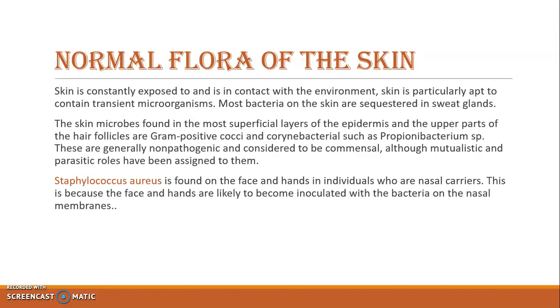Now, going back to the normal flora of the skin. Skin is constantly exposed to and is in contact with the environment. Skin is particularly adapted to containing transient microorganisms. Most bacteria on the skin are sequestered in sweat glands. The skin microbes found in the most superficial layer of the epidermis and the upper parts of the hair follicles are gram-positive cocci and corynebacteria, such as Propionibacterium. These are generally non-pathogenic and considered to be commensal, although mutualistic and parasitic roles have been assigned to them.